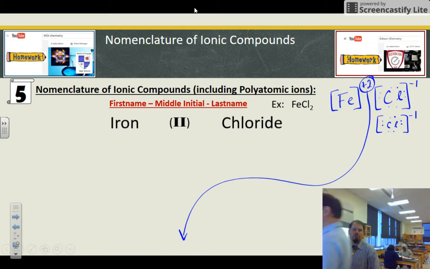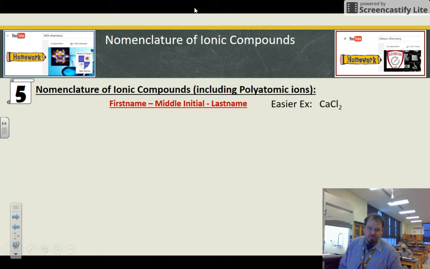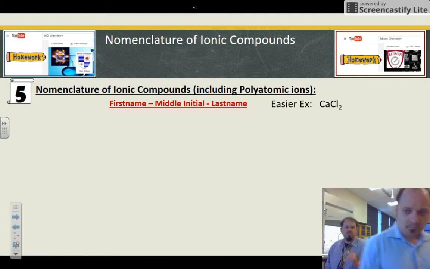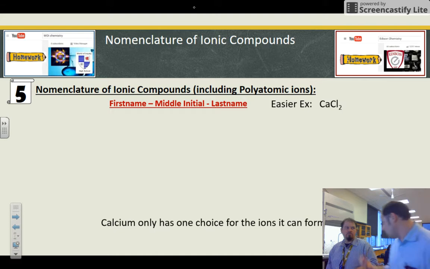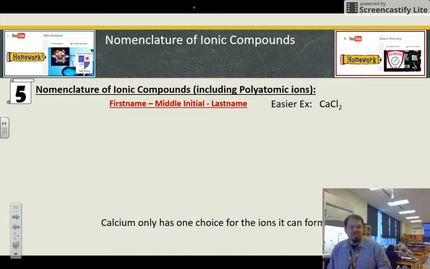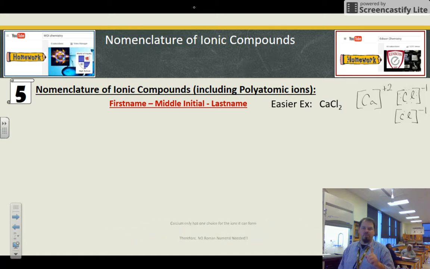So, the first one is just iron(II) chloride. The next one's a little bit easier. I've got CaCl2, same structure. The first name is just the name of the metal. And in this case, when I look at calcium, I see that it only has one choice for the charge, the oxidation state, +2. So I don't need a Roman numeral. If there's no choices, I already know what it is. If there's only one choice, there's not multiples.